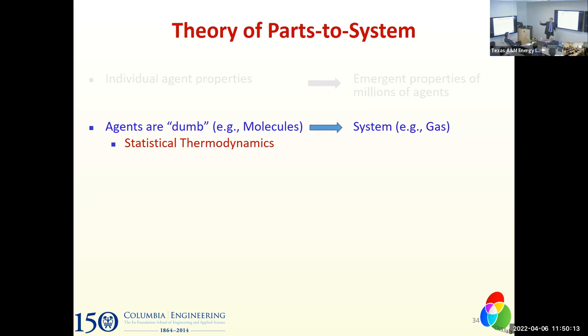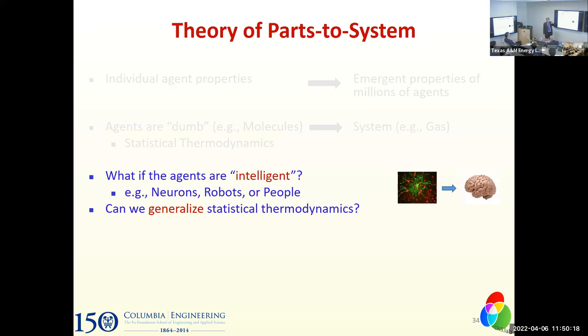So the question I asked myself in 1982 was, what would statistical mechanics look like if the agents were not dumb like molecules? When I say dumb, they don't have free will, they are prisoners of Newton's laws. They just follow F equals MA at any given instant. But what if the agents are intelligent? It's like a gas molecule goes and bumps against the container wall and says, oh, that hurt, I'm not doing it again. People would do that, molecules don't. So what would statistical mechanics look like?